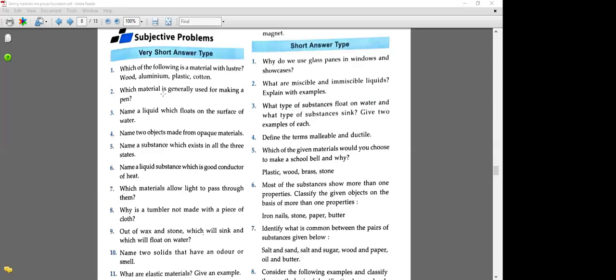Okay, let me first share the screen so that you can start writing. Today we'll not practice MCQ, but the theory questions, because this Saturday, Sunday will be your test for sorting materials.